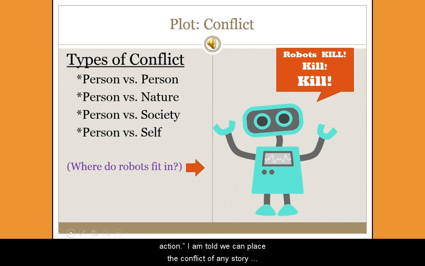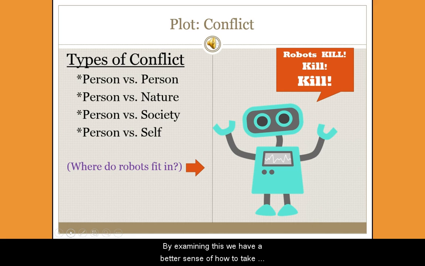I am told we can place the conflict of any story into 4 categories, or possibly a combination of one of these categories. How does this help us? By knowing the general conflict of a story, which might be made up of smaller conflicts or complications, we begin to understand the goals of the characters, the themes of the stories, and we also can better examine how the author chooses to present this conflict to the reader.